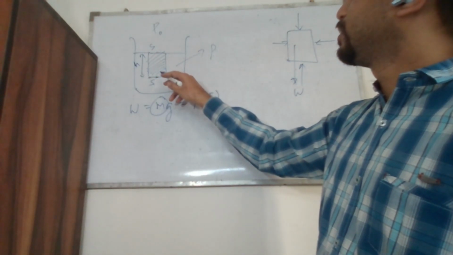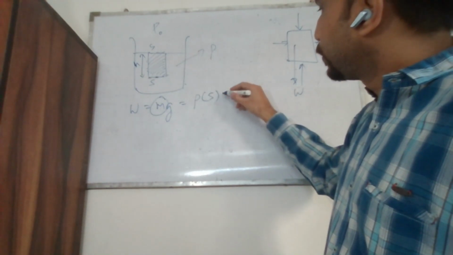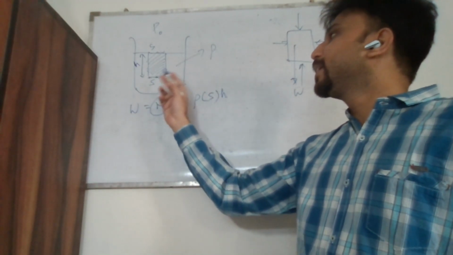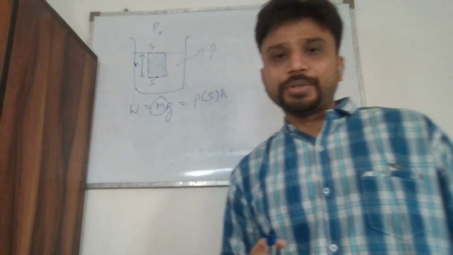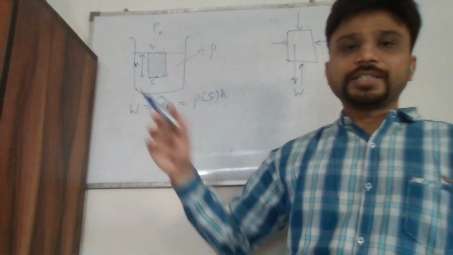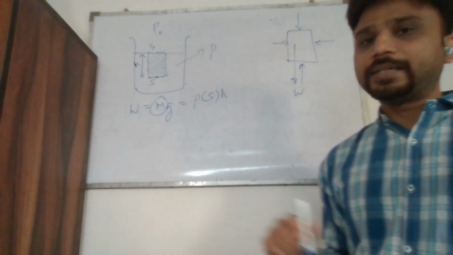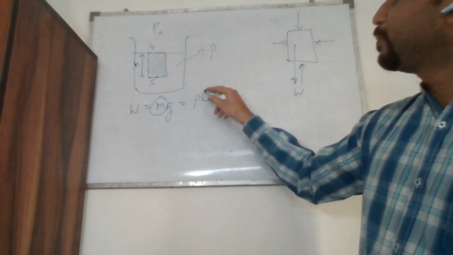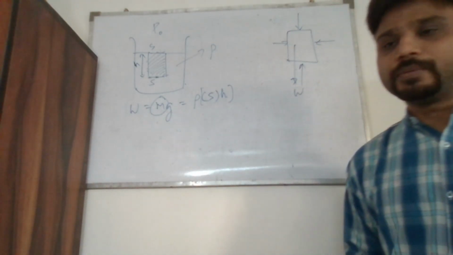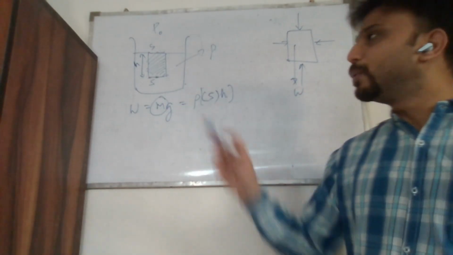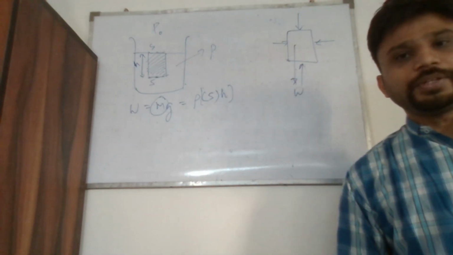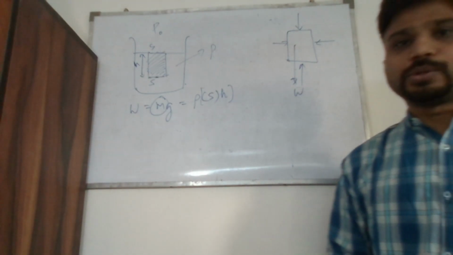Then we say S into h. So what is the cross section area into the h depth? Cross section area into h depth, S into h, this represents the total volume of the cylinder. So this is the total volume, and volume into density is the mass of the whole particular fluid, right? So that is the point. We are not doing something too different.